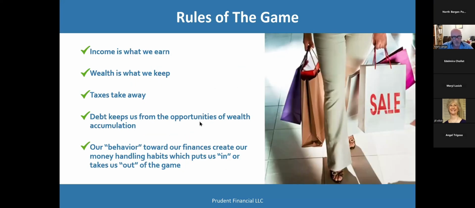So let me talk about some of the rules of the game. And when I talk about the rules of the game, ultimately, when we get to the end, income is what we earn, but it's not what we keep, because we have someone who's a partner in all the income that we earn, and that's the federal government. The wealth is what you ultimately get to keep out of that. Taxes are what Uncle Sam happens to take away from you. And debt keeps us from the opportunities of wealth accumulation in many instances. Why? Because our economy's been built on what? A credit-based economy. We're not a savings-based economy.